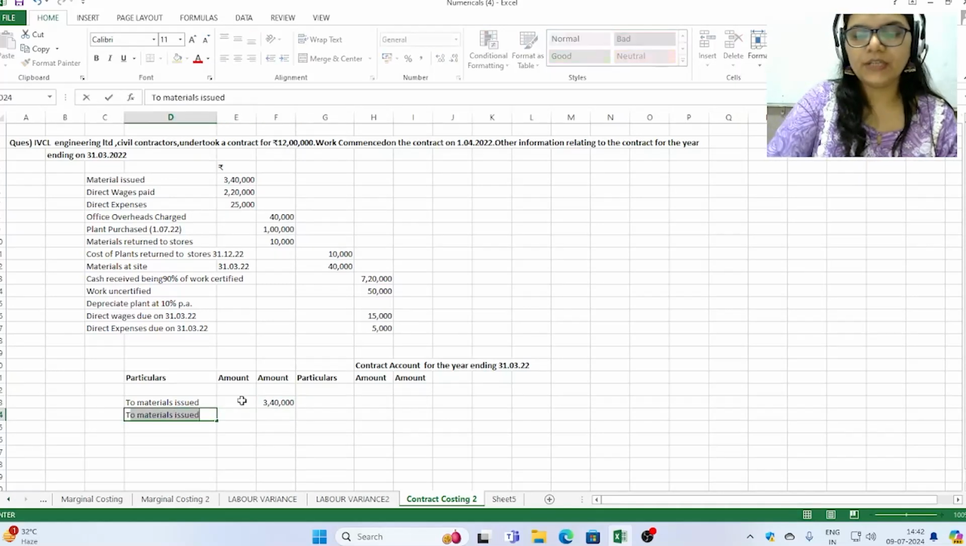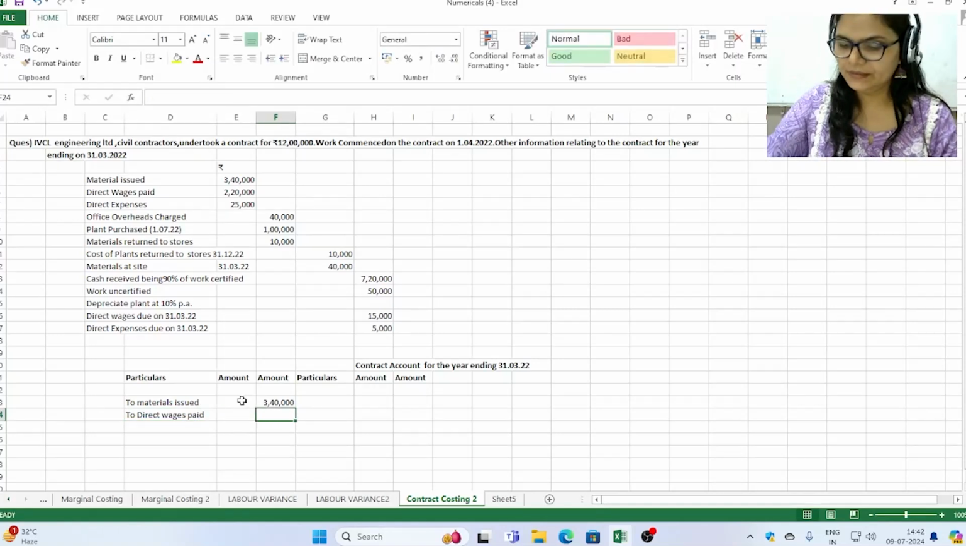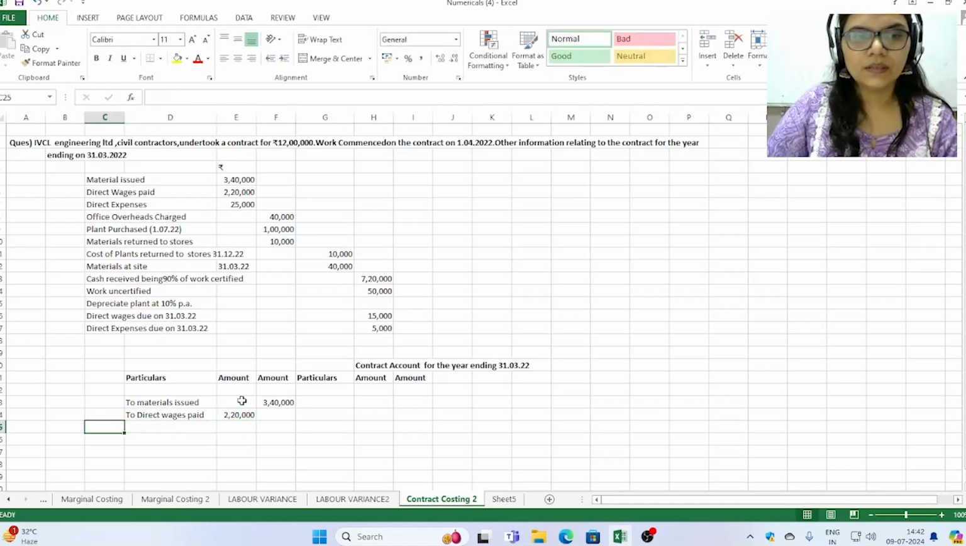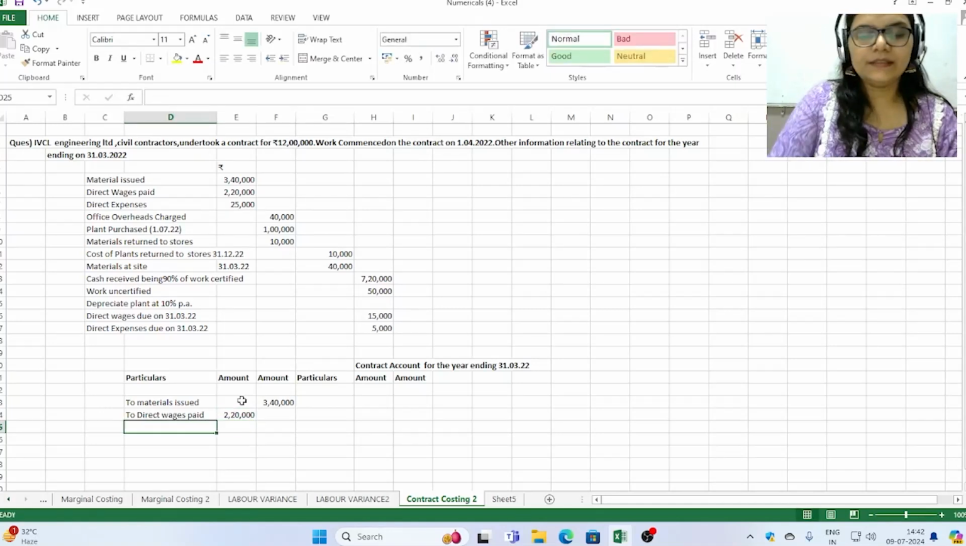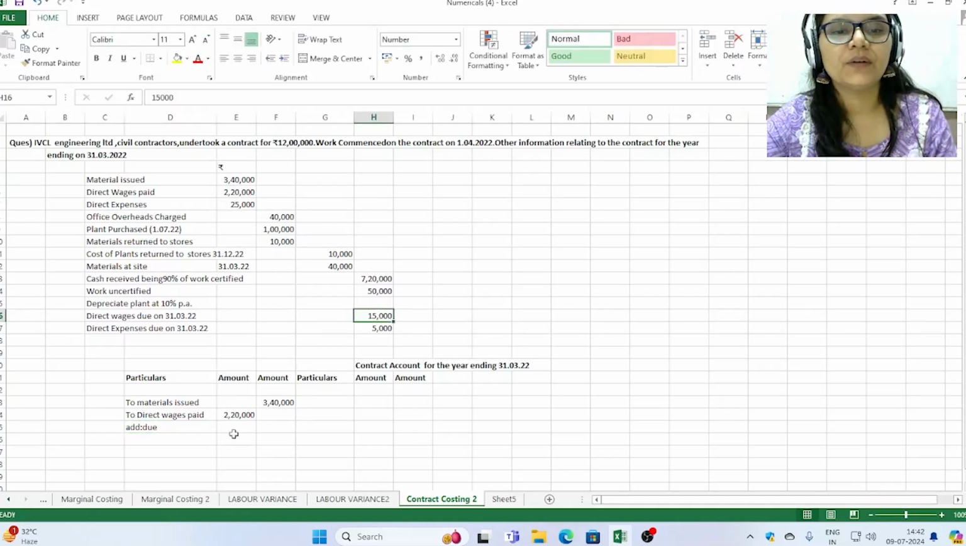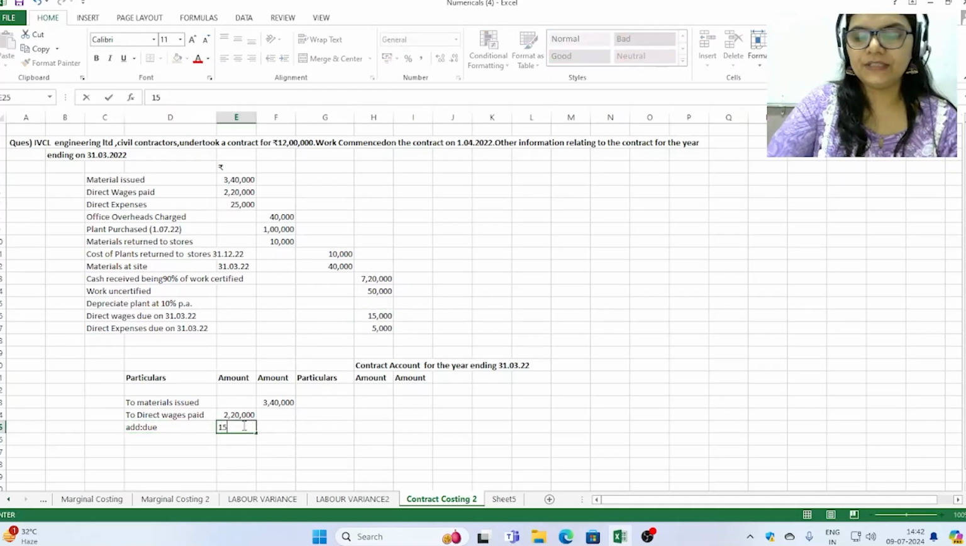Next is to direct wages paid, 2,20,000. In this, we will add the due amount. How much wages are due? It has been given as 15,000. So we will add these 15,000 in this.